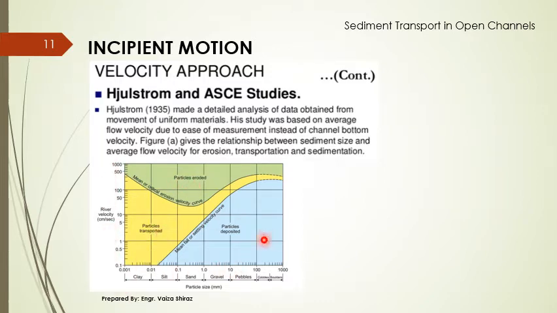So you can see along X you have the particle size. Particle size is increasing, and you can see also the class names for different sizes, and along Y you have the river velocity. This is the average flow velocity in the river. So if you know the particle size, if you know the velocity, then you can predict what will be the behavior of that sediment for that particular velocity in the river or in any open channel.